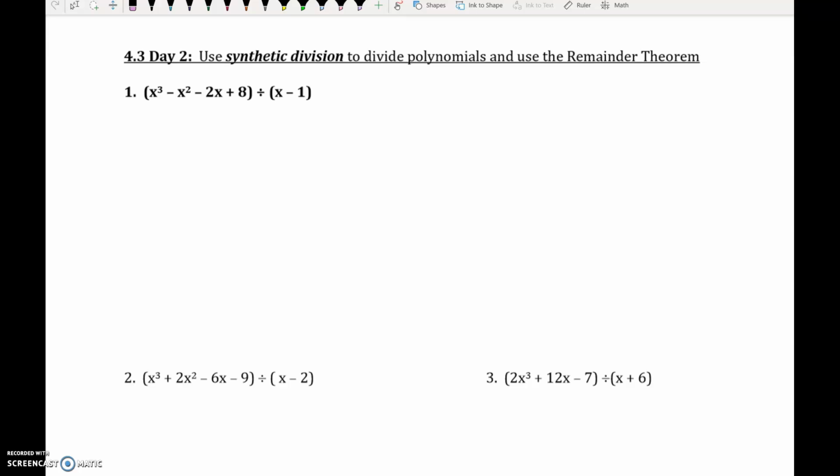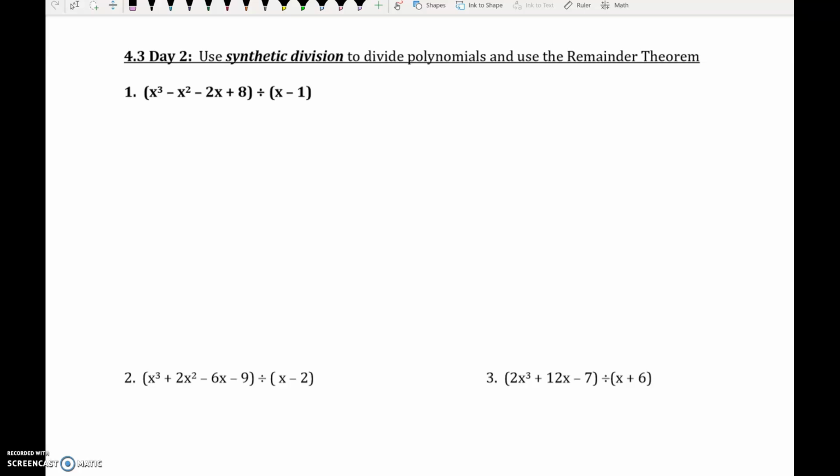Today we're looking at synthetic division, which is another way to divide polynomials. There are some definite pros and cons to it. The pros, I think, outweigh the cons. The pros are it's less work, you have to write less, and there's less opportunity for confusion and mistakes.